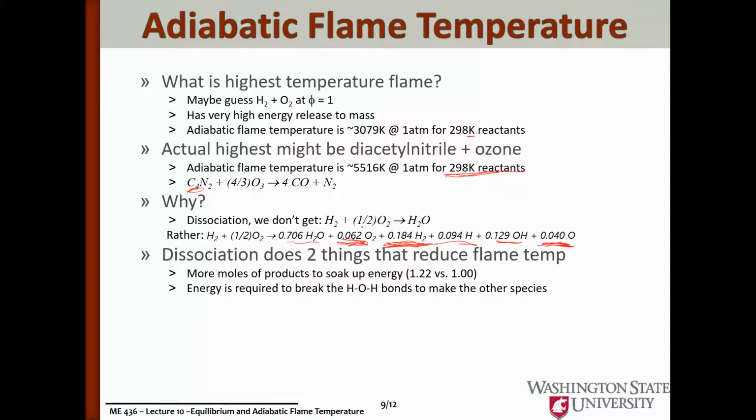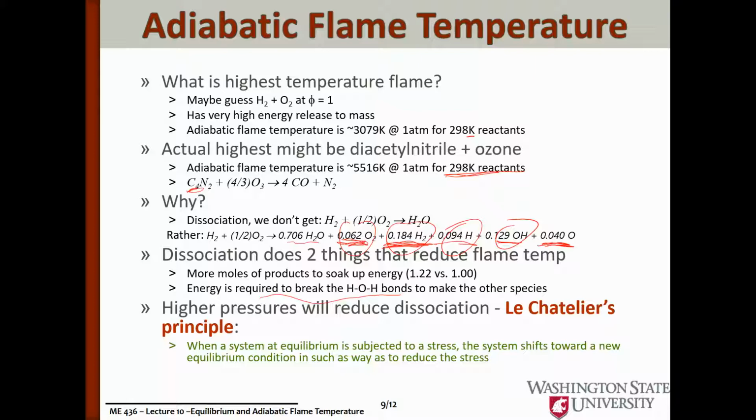So dissociation, why does that result in a lower flame temperature? Well, you have a bit more molecules, so the energy can be spread around those additional molecules. So the kinetic energy is distributed among more species. And then if you imagine this burned all the way to water and then split back into these parts, there's a certain amount of energy required to break those water bonds and result in these species over here. So that subtracts from the energy of the reaction.